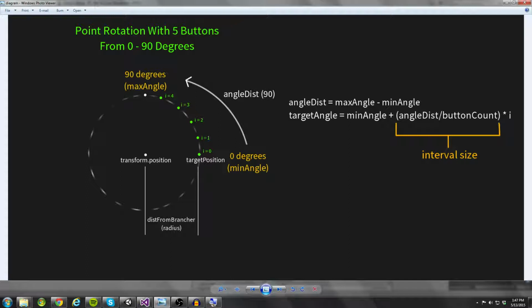And note that we multiply the interval times i. That's going to be the green dots on the circle where you see i equals 0, i equals 1, i equals 2. That's the purpose of multiplying by i, so that we can get that interval multiplied by different values for each button. And of course we need to remember that we add that to the min angle, because let's say our min angle is something other than 0 degrees, let's say it's 25 degrees, we need to make sure that our target angle is going to be greater than the min angle since we need to be approaching our maximum angle.